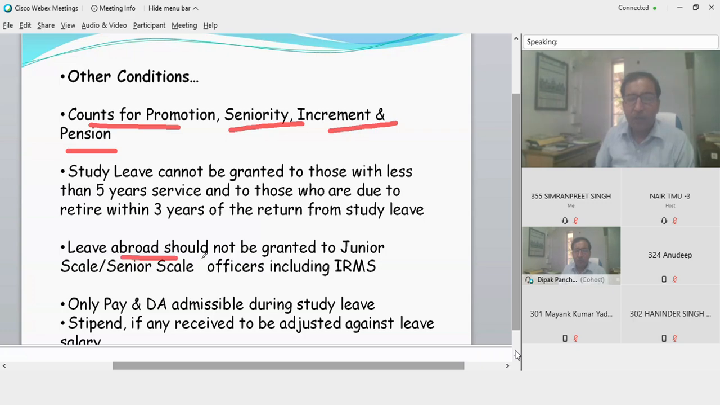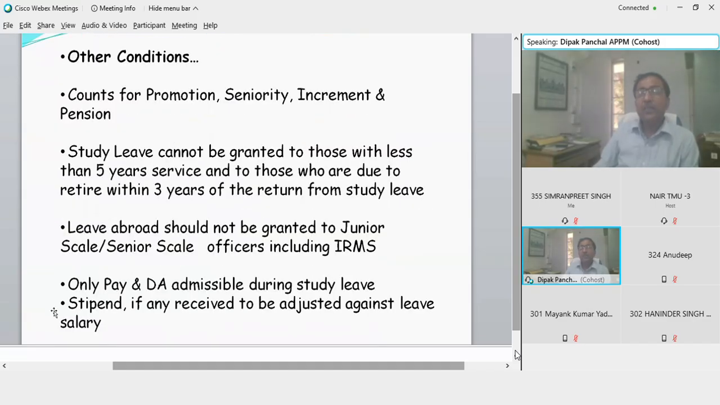Leave abroad should not be granted to junior and senior scale officers for study purpose. JG and above can only be granted leave for study abroad. Only pay and DA is admissible, we have already seen while seeing the leave salary. And stipend, if any received, is to be adjusted against the leave salary. So here the study leave is over.